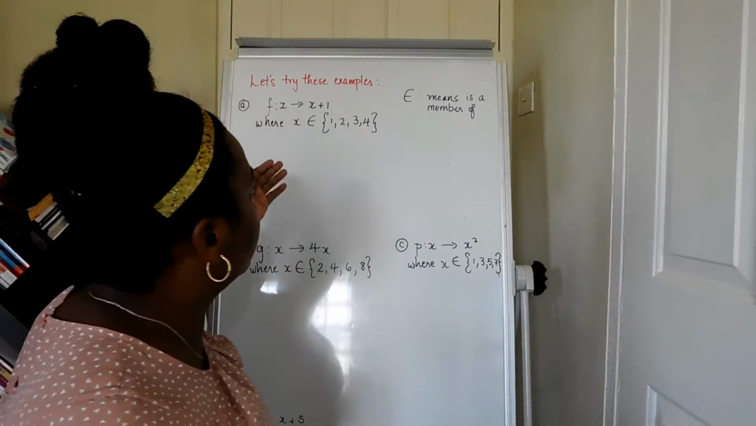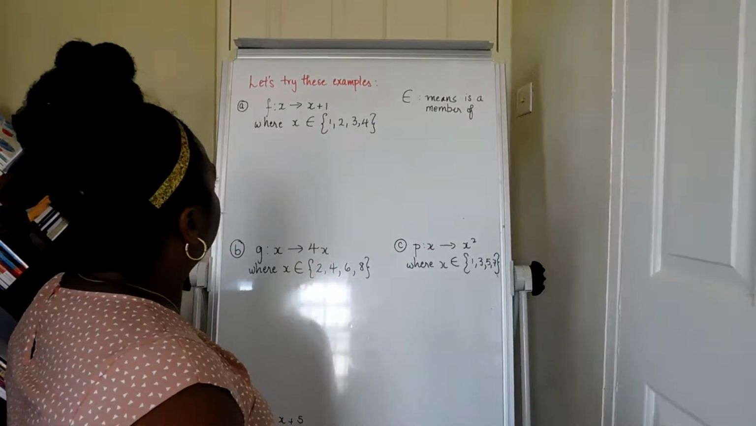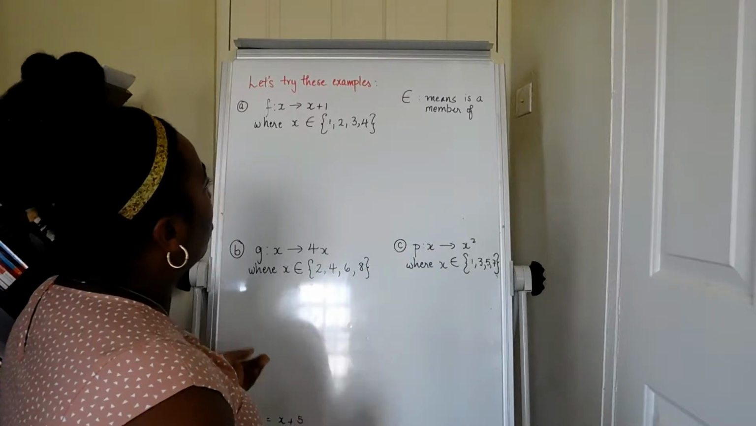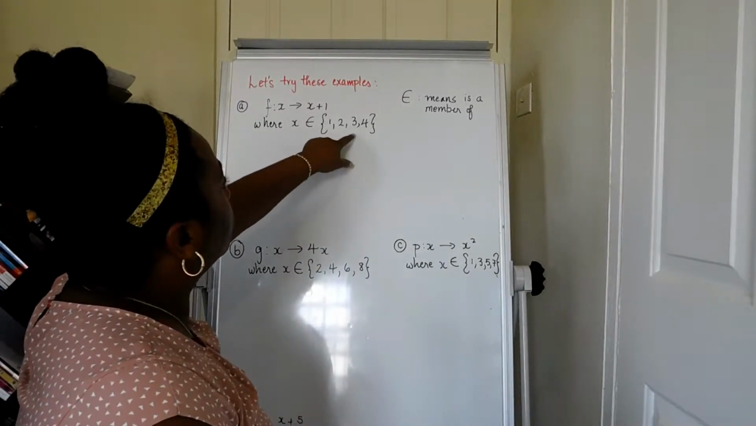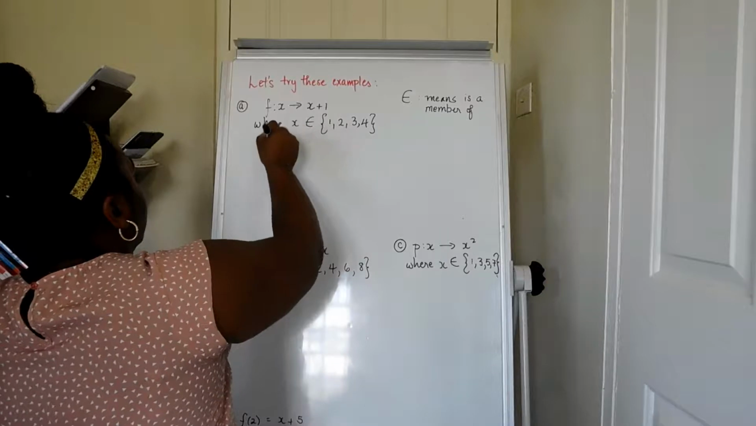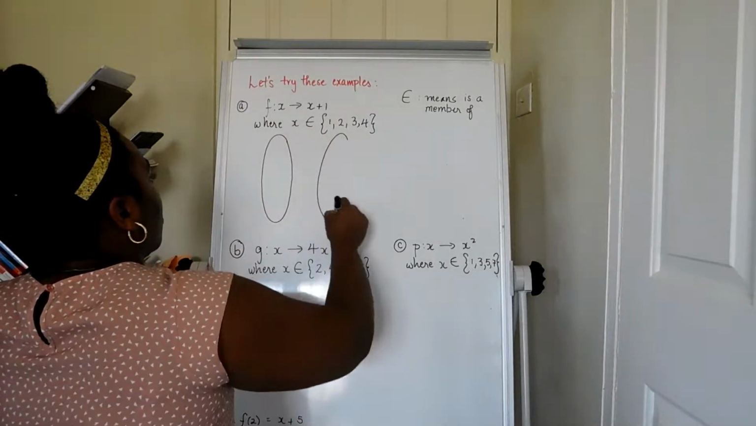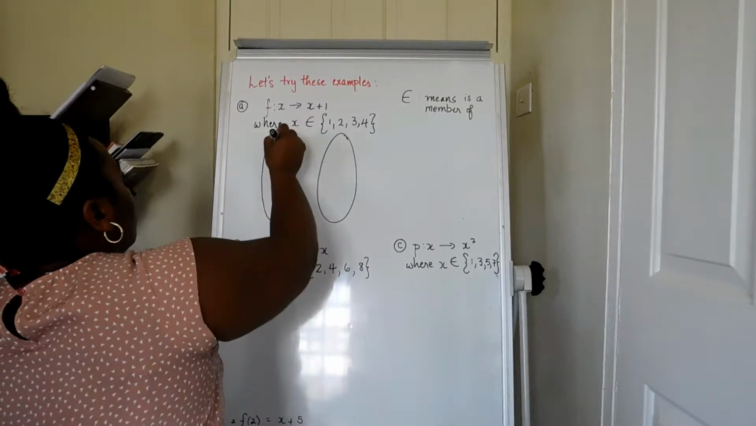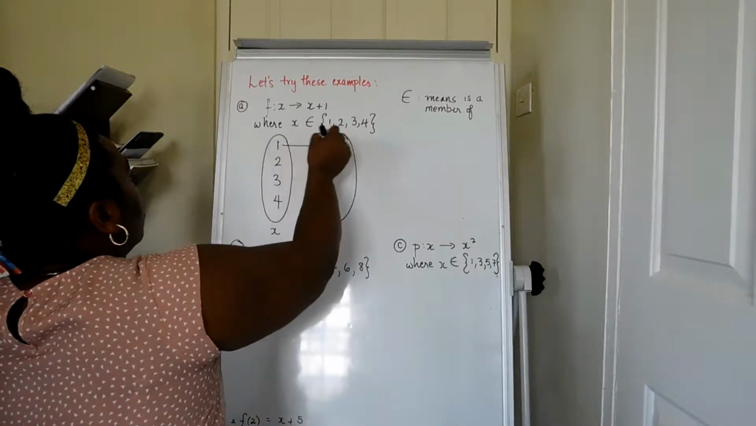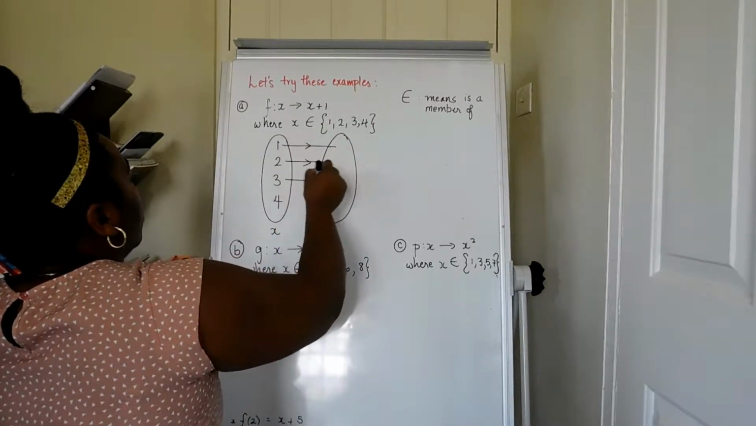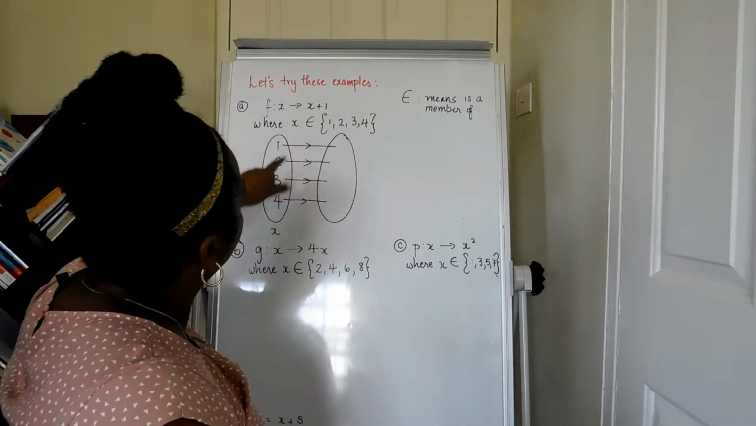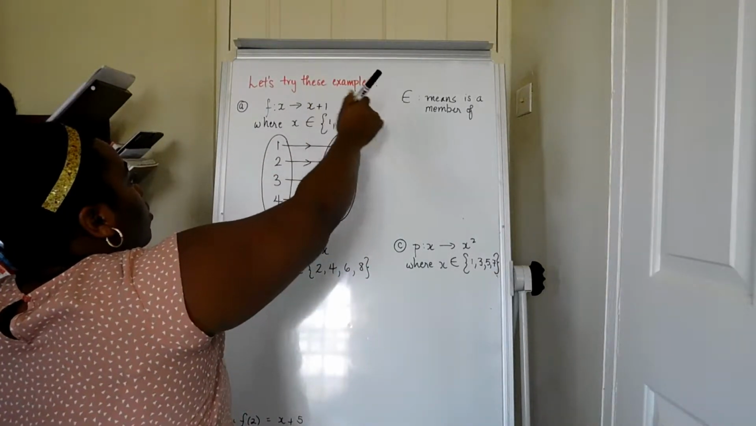Let's try these examples. So here we have f of x arrow x plus 1, where x is a member of 1, 2, 3, 4. So let's first start with drawing two ovals. And in our domain, we have 1, 2, 3, 4. So we want to have some images that map to the elements. So we are going to calculate our images so that they map back to our elements. And we're going to use this operation, which is x plus 1.